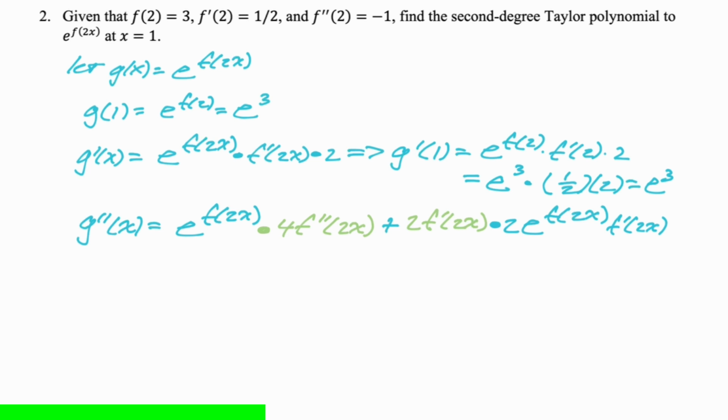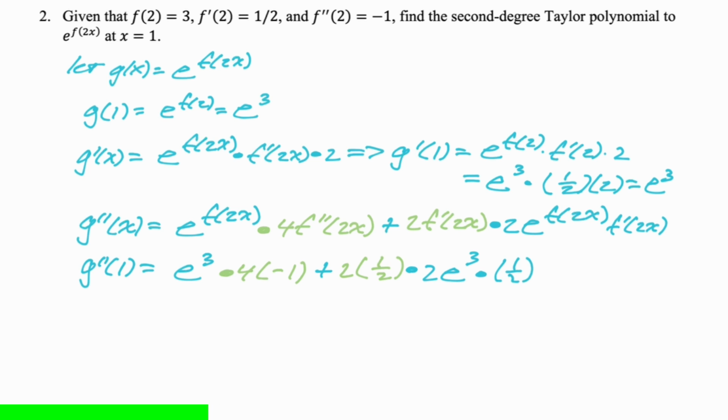Now we just have to evaluate this. So g double prime of 1 will be e cubed for f double prime of 2 is -1, 2 f prime of 2 is 1/2, and whatever else you get, e to the third, and then f prime of 2 again. All right, so if you look at that, you have -4e cubed, and then you have 2 times 1/2 is 1, so -4e cubed plus e cubed is -3e cubed.